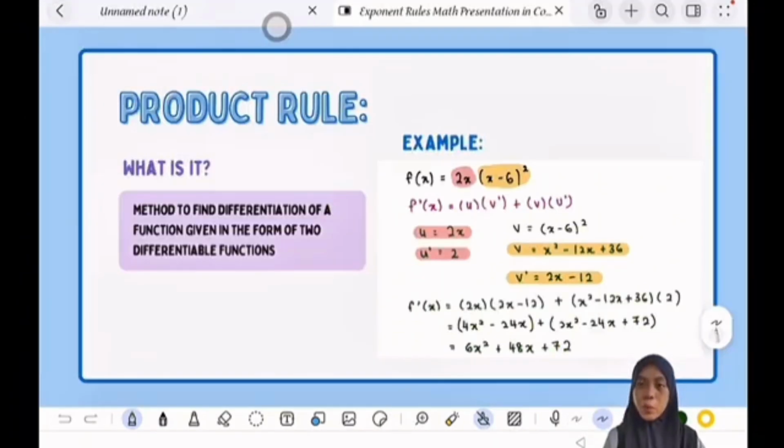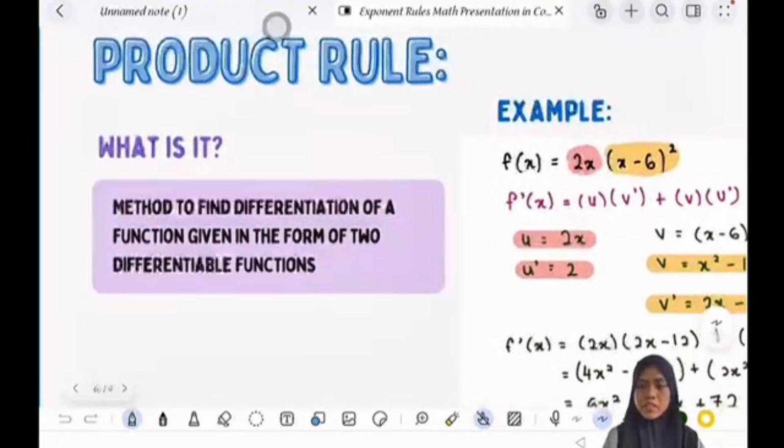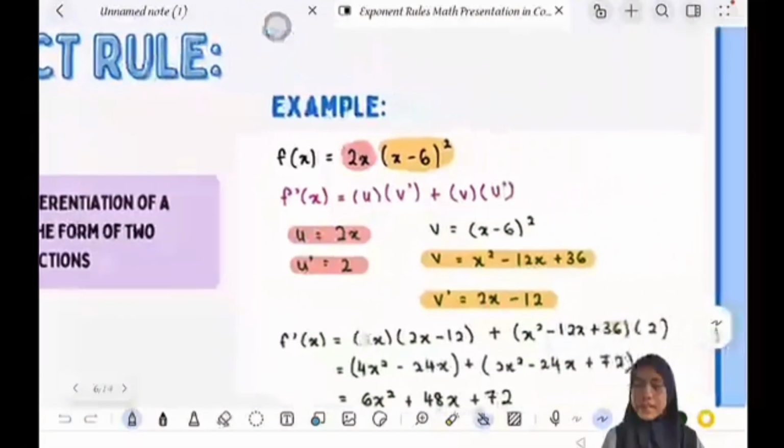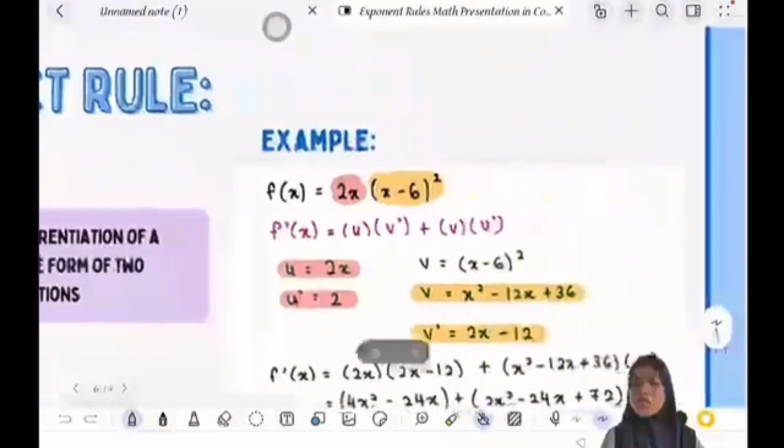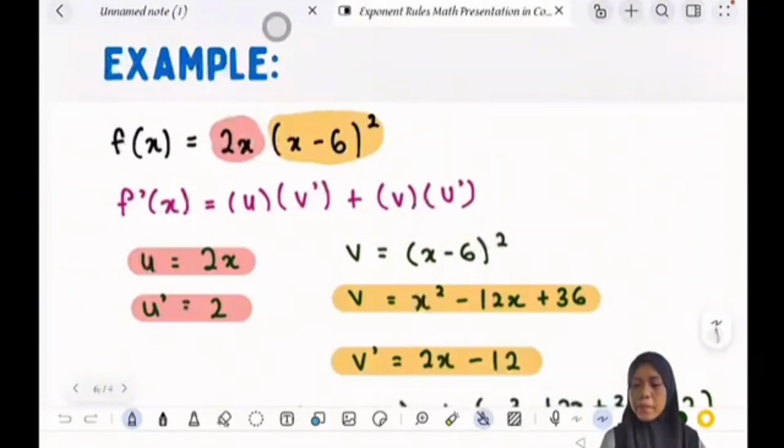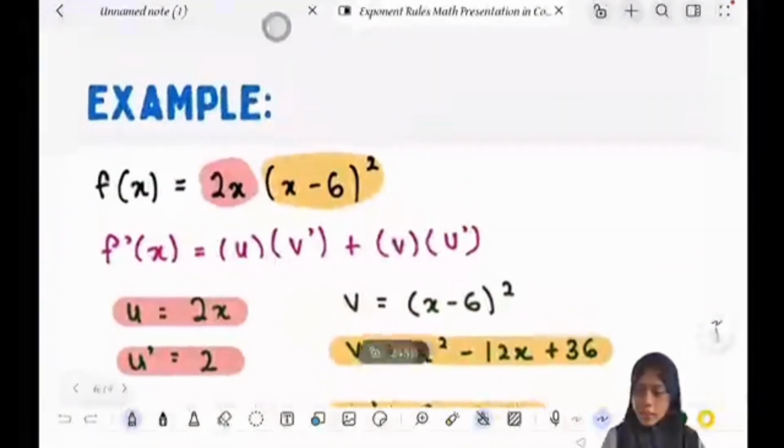Next technique is the product rule. What is the product rule? Basically, it's a method to find the differentiation of a function given in the form of two differentiable functions. For the product rule, we have a formula, which is f prime(x) equal to u v prime plus v u prime. Let's take a look at an example of these questions.